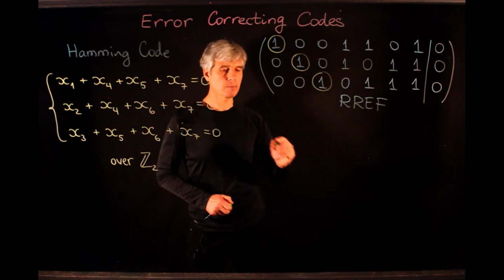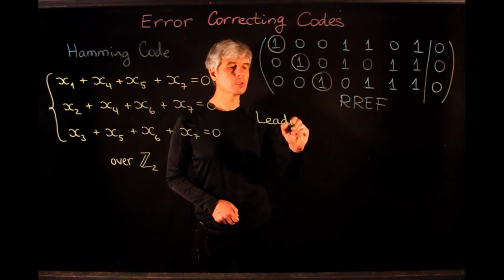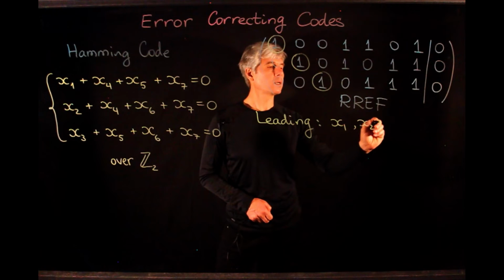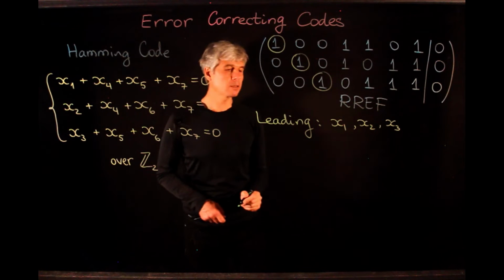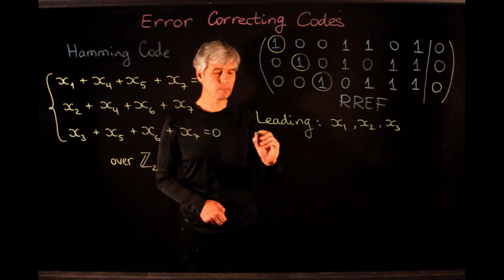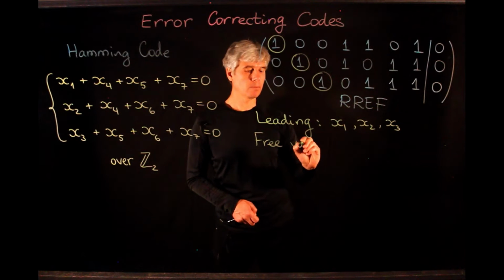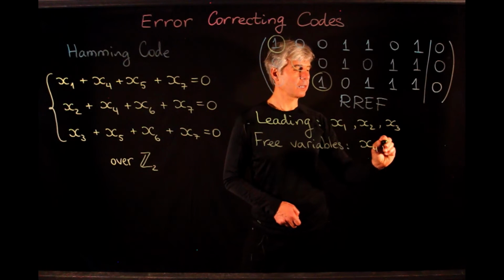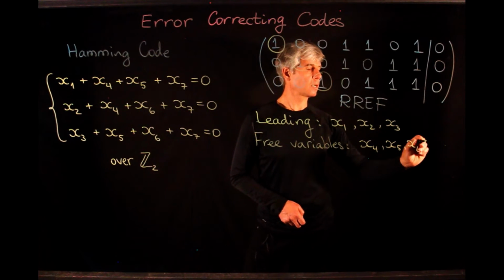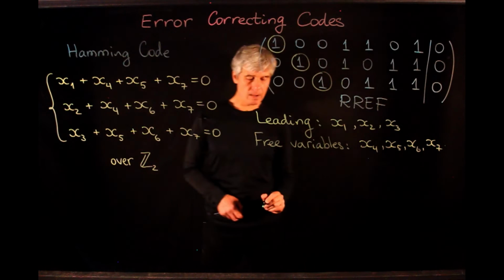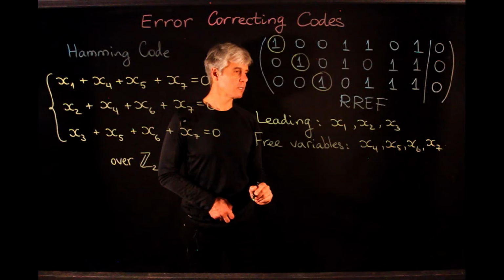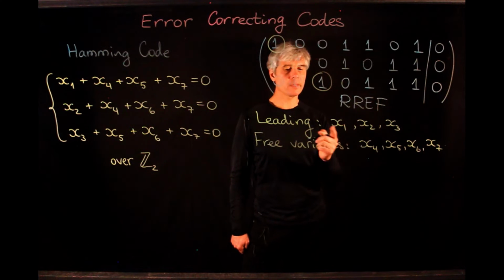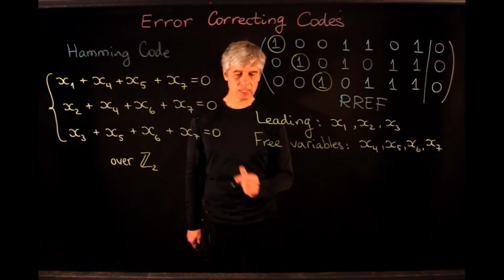The leading variables are the variables that correspond to pivot columns. So in this case, these are x1, x2, and x3. And all other variables are free variables. So this will be x4, x5, x6, and x7. Now, how do we solve the system of equations? We assign parameters to free variables, and then we express leading variables from the system.